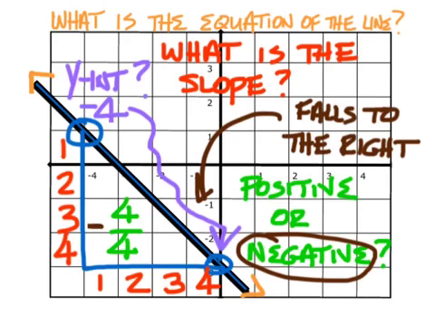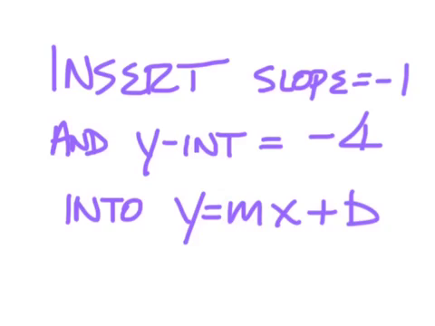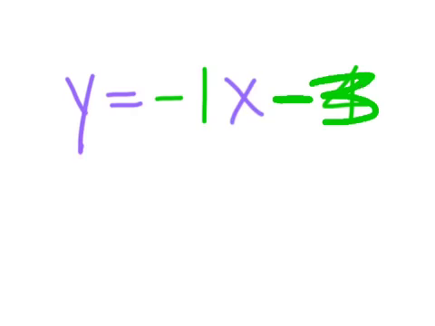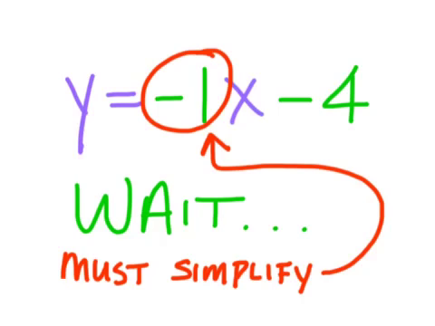So now we have to find the y-intercept. The y-intercept is negative 3. I have written negative 4 on here by accident. It's negative 3. So insert the slope of negative 1 and the y-intercept of negative 3 into y equals mx plus b. So there is your blank equation, and negative 1 goes in place of the slope m, and then negative 3 goes in the place of the y-intercept.